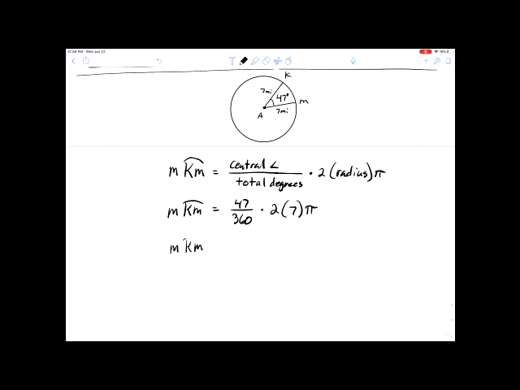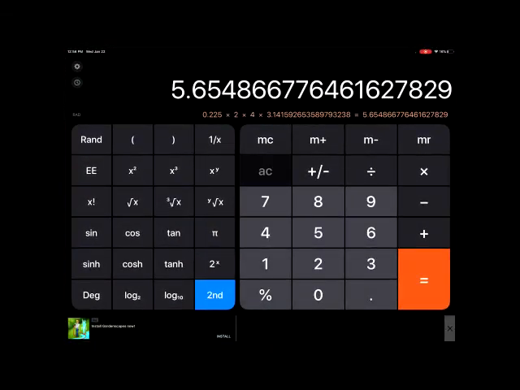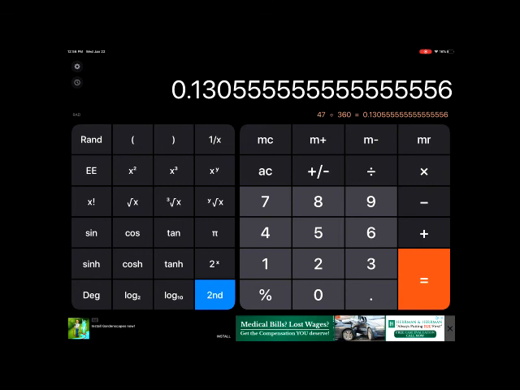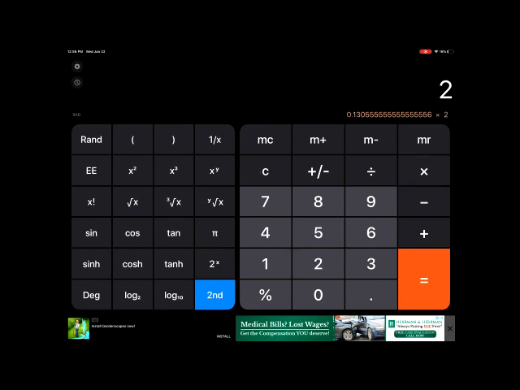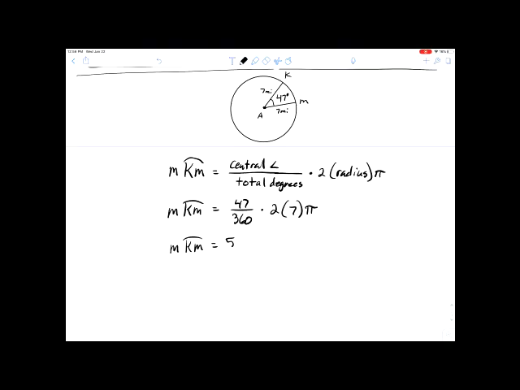So the minor arc of KM is equal to, remember 47, 2, 7, and pi. Of course, the 360. Let's clear that out. So it's 47 degrees divided by 360 degrees, which is equal to that number times 2 times 7 miles times pi is equal to, give it to the nearest tenths place, 5.7 miles. And that is how you find the arc length.